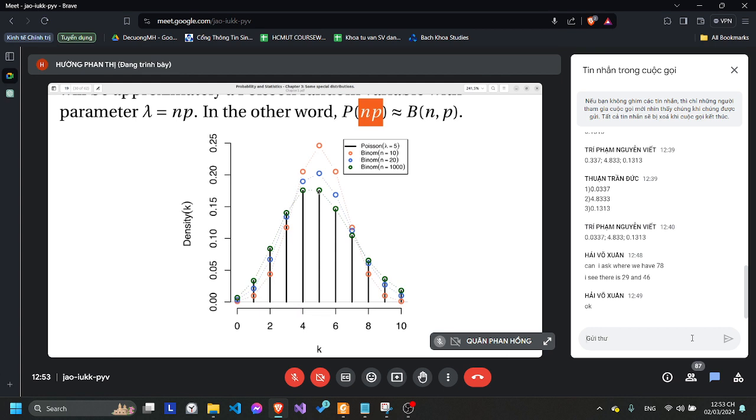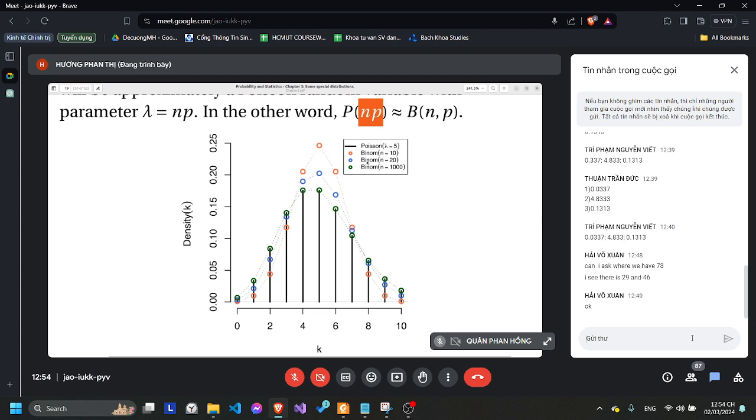Whereas when we calculate the probability of S equals 5 using the binomial distribution with n equals 10, the red circle here indicates this probability is around 0.25. So 0.25 is much farther away compared to 0.17. Hence, we see that the binomial distribution with n equals 10 and p equals 5 over 10 is not enough to approximate the Poisson distribution with lambda equals 5.